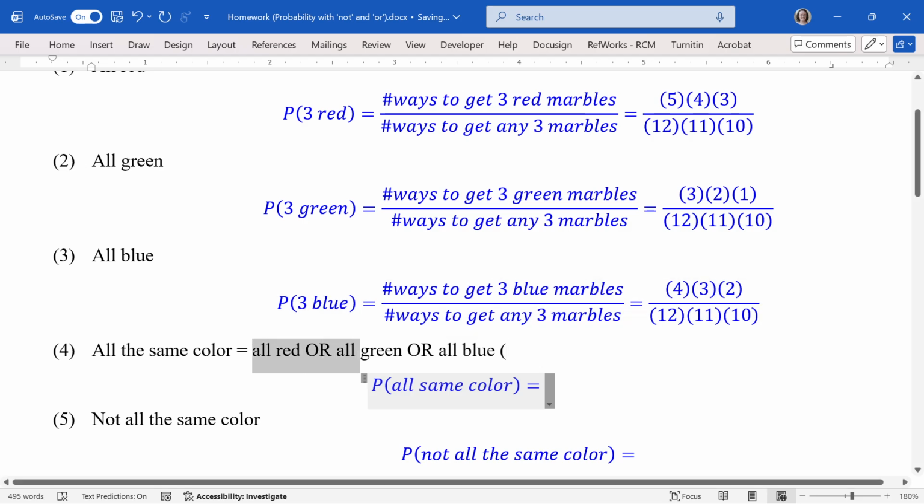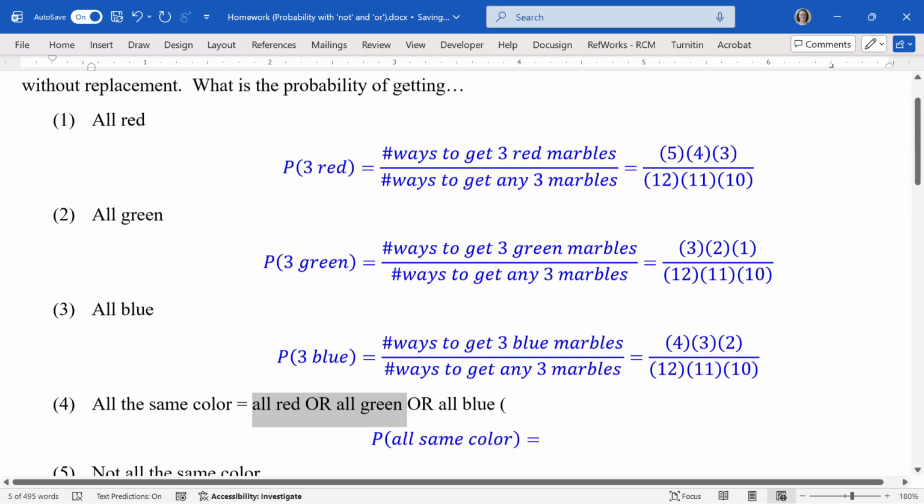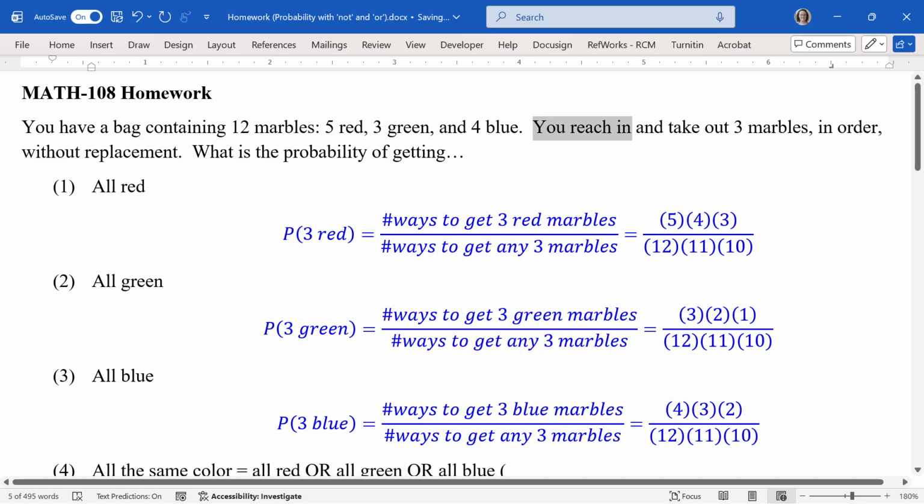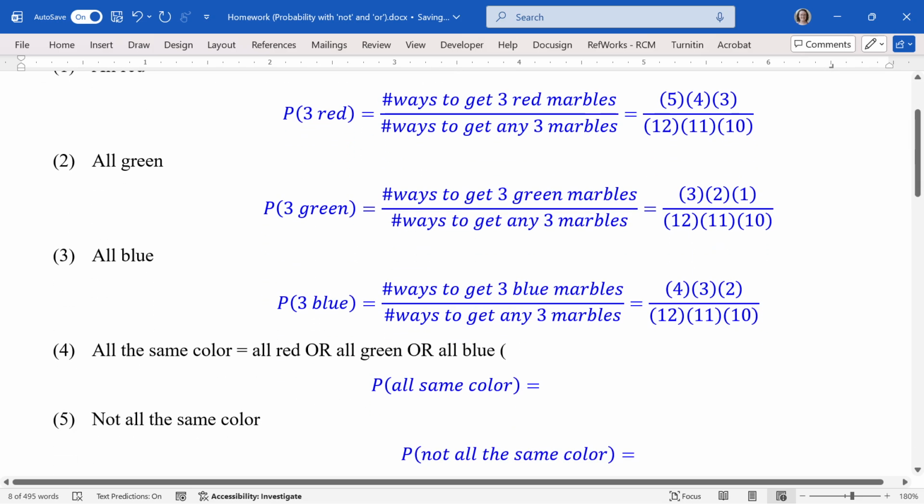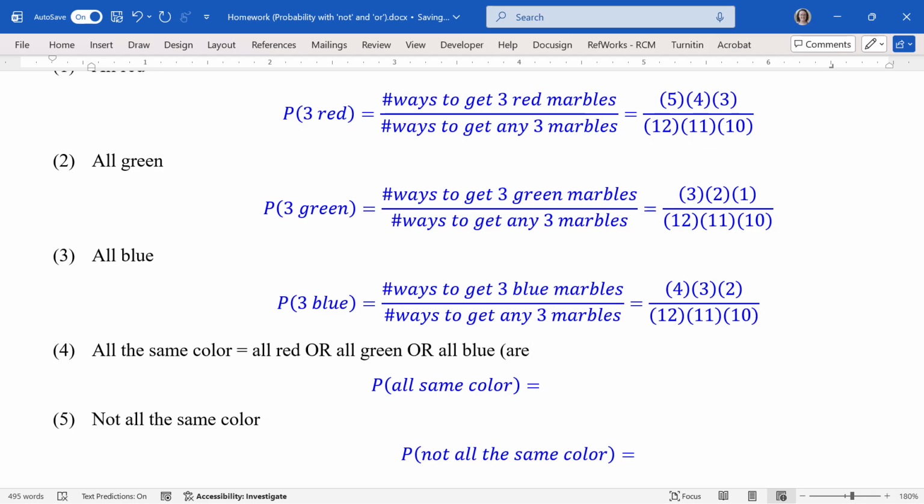Is it possible for me to get all red and all green? Well, not on the same draw of 3 marbles. We're still just doing this experiment where we take out 3 marbles. You can't get all red and all green on the same 3 marbles. So these are mutually exclusive events.